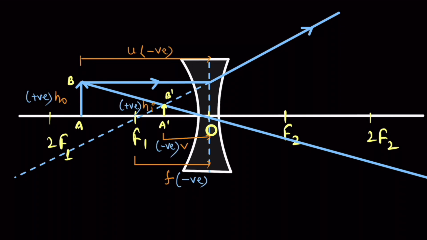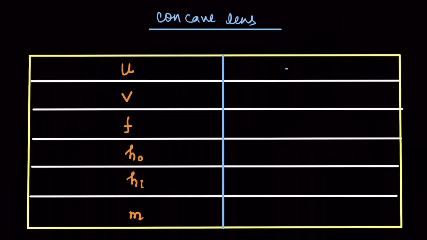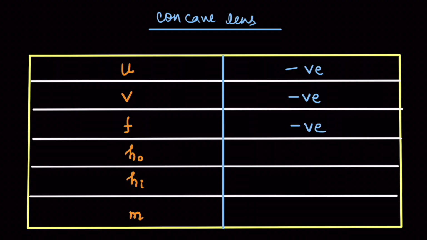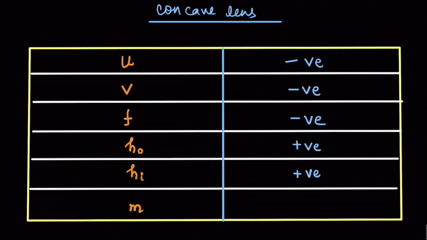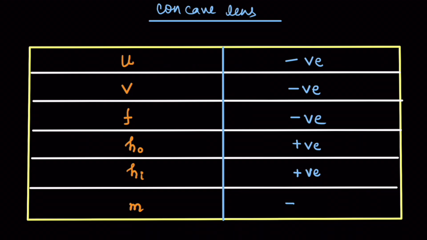If we draw this in the table, here U will be negative, V will be negative, F is negative, height of object is positive, height of image is positive, and M is positive because it is a virtual image. So I hope you understood the sign convention of the spherical lenses properly.